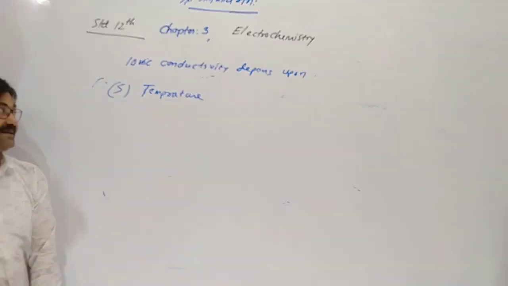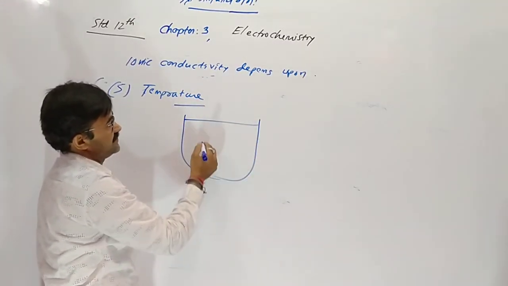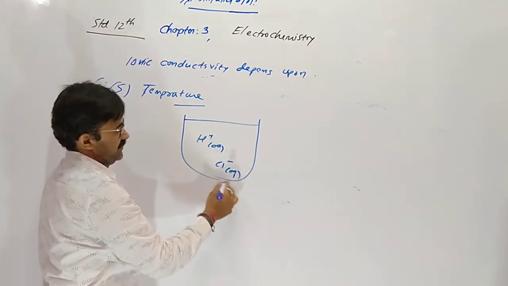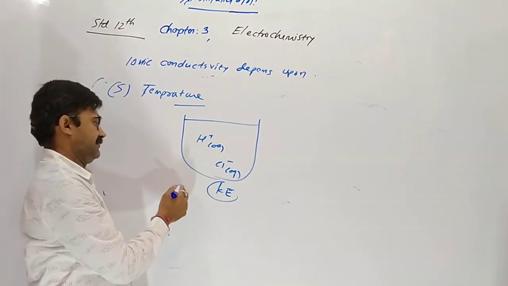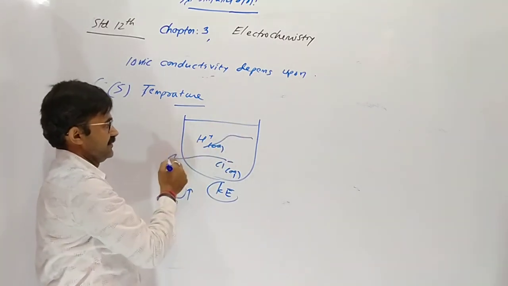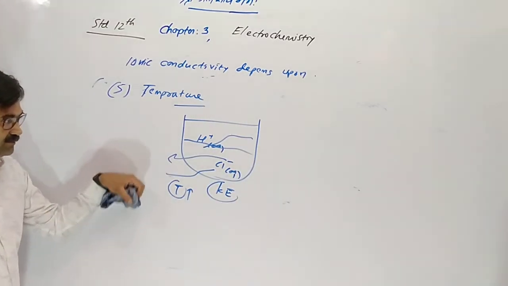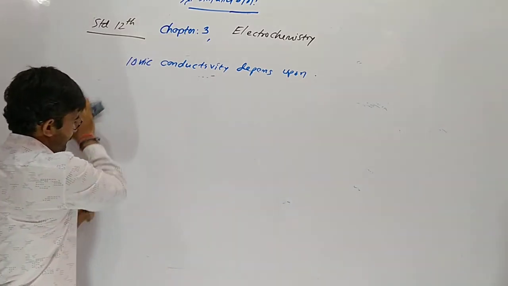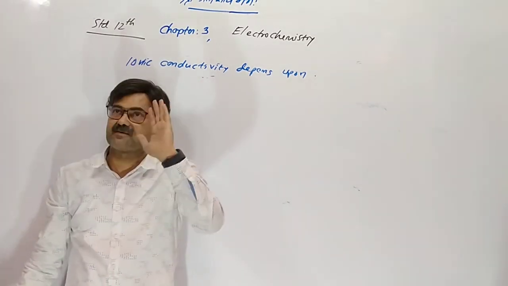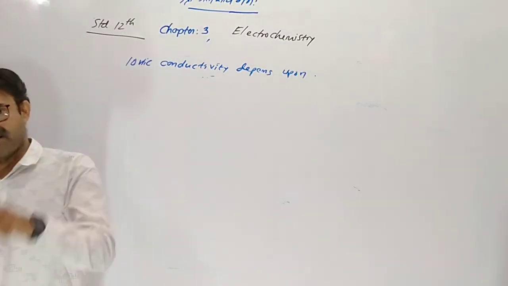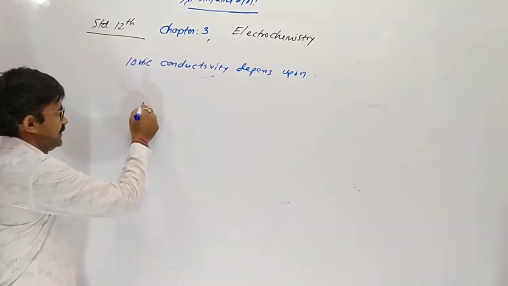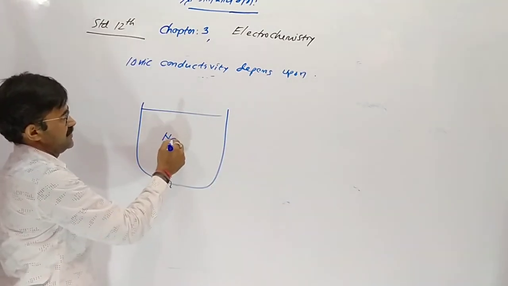The fifth affecting factor is the temperature. When we increase the temperature, conductivity increases. Why? Ions are moving in the solution. At low temperature, kinetic energy is less. When we increase the temperature, kinetic energy becomes more, so the ions move easily. With increasing temperature, kinetic energy increases. So in solid metals, when temperature increases, conductivity decreases, and in solution, when temperature increases, conductivity increases.